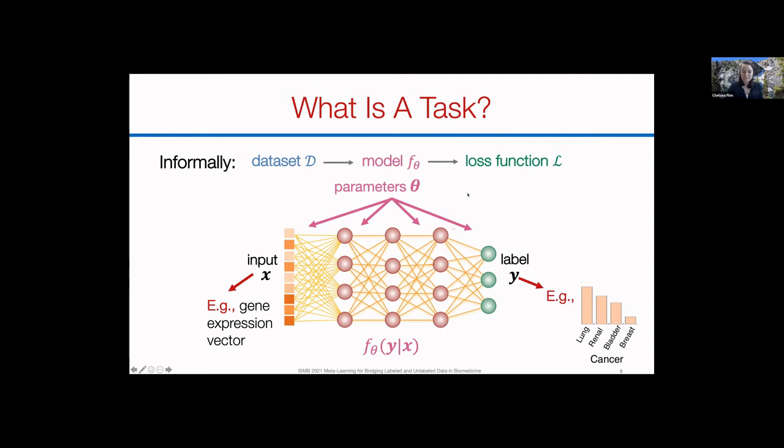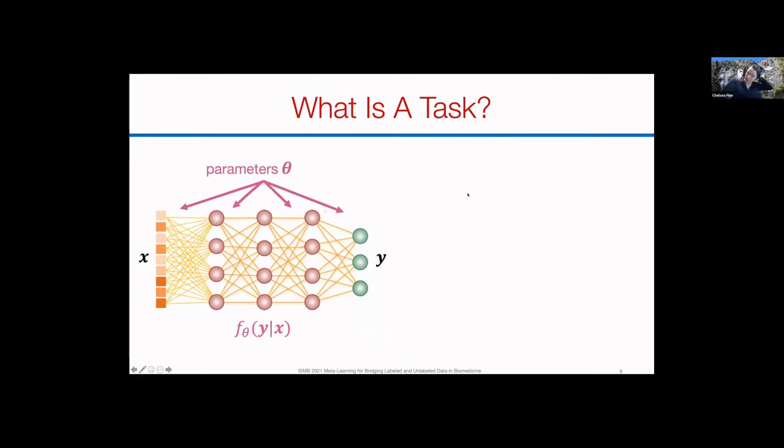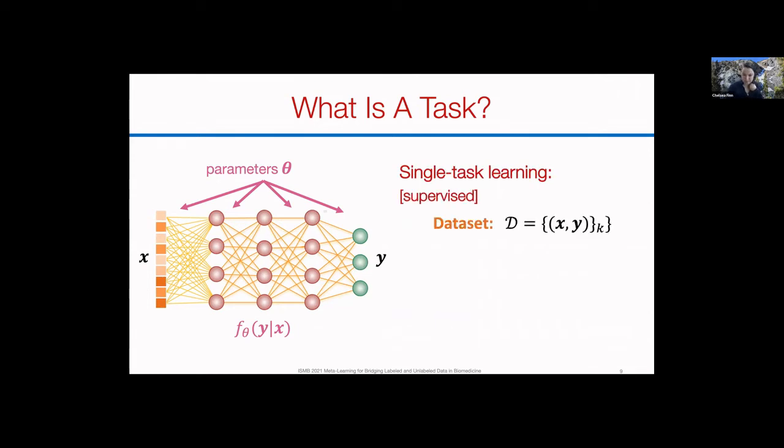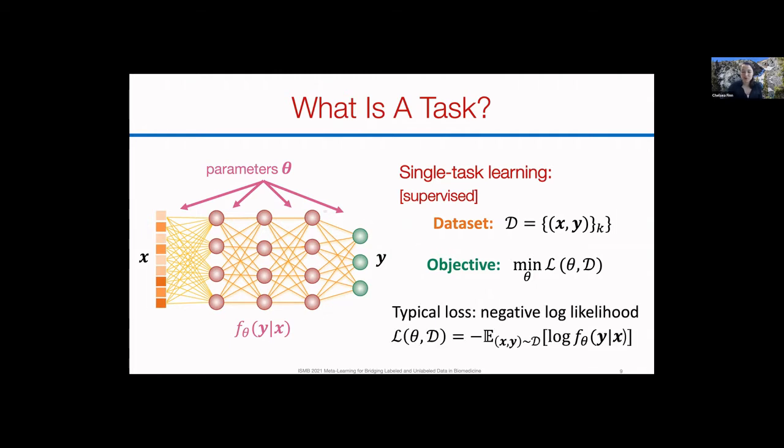So what a task corresponds to is, in single task supervised learning, we typically assume that we have some data set which has input-output pairs, pairs of X's and Y's, and we want to minimize some objective. The process of minimizing this objective corresponds to the task of learning that predictor, learning that function. For example, a typical loss might be to minimize the negative log likelihood of your data. So this is informally what a task is.